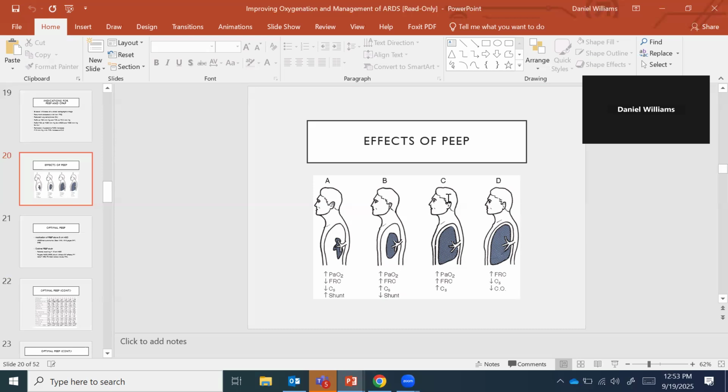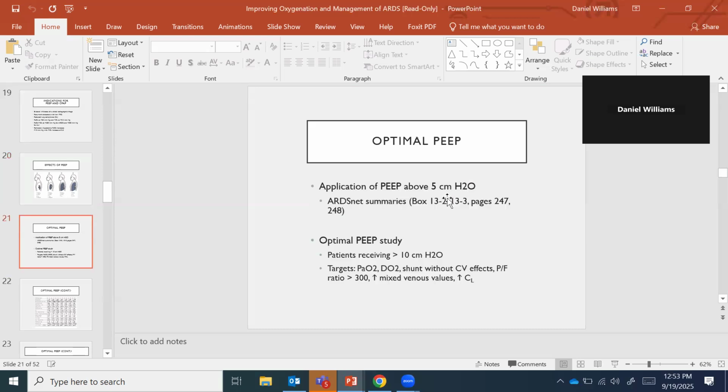What we want to try to avoid is where you see on the far right graph, where we begin to start to have overall reduction in compliance, and we begin to have a reduction in our cardiac output. That could potentially indicate that there are negative cardiopulmonary side effects associated with that.